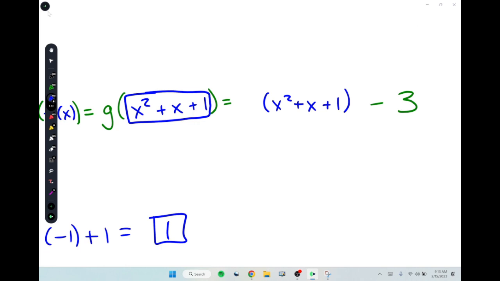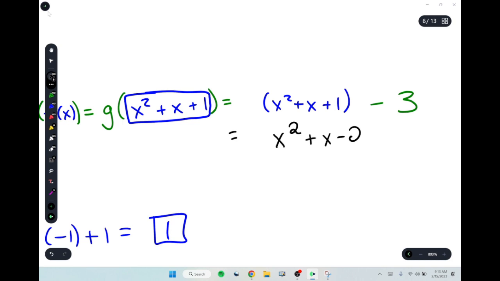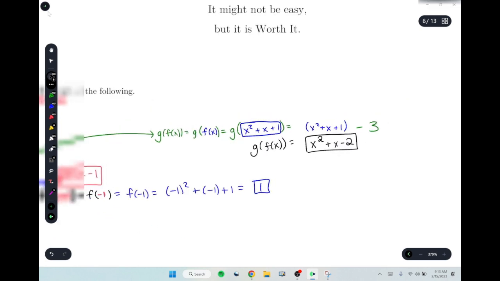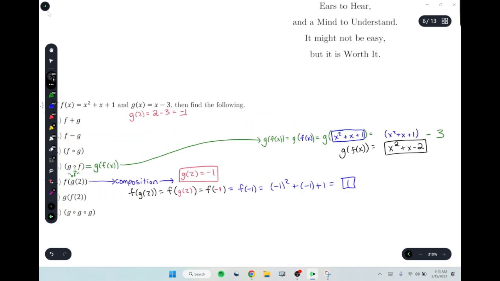Then we can go ahead and subtract the two like terms. There's only two alike terms. x squared plus x minus 2. Was that g? No, that was g of f of x. There's two compositions.